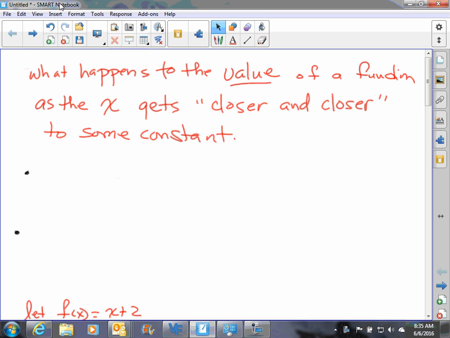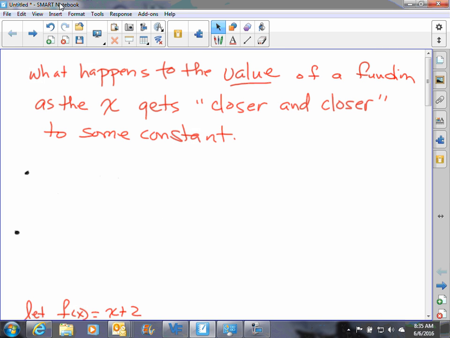I'd like to talk to you today about limits. Now, limits are really the foundation upon which all of calculus is built, and it's important for us to understand this foundation. So let's start out.